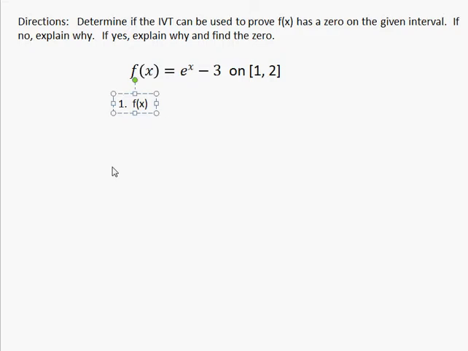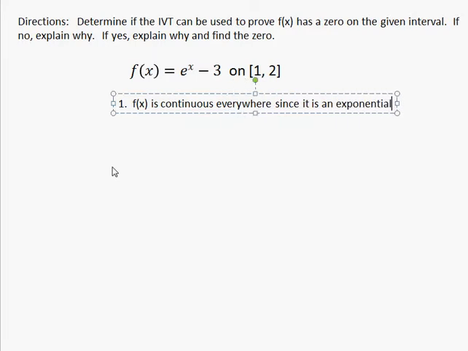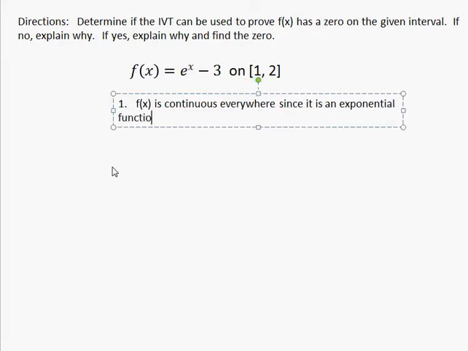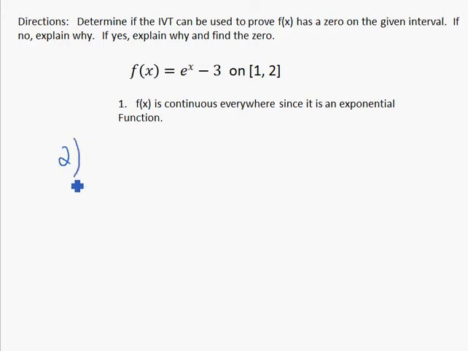Checking condition 1. f of x is continuous everywhere, since it is an exponential function. Okay. And then number 2 is showing that the y values at our endpoints are surrounding 0. So we've just got to find the y values at the endpoints.